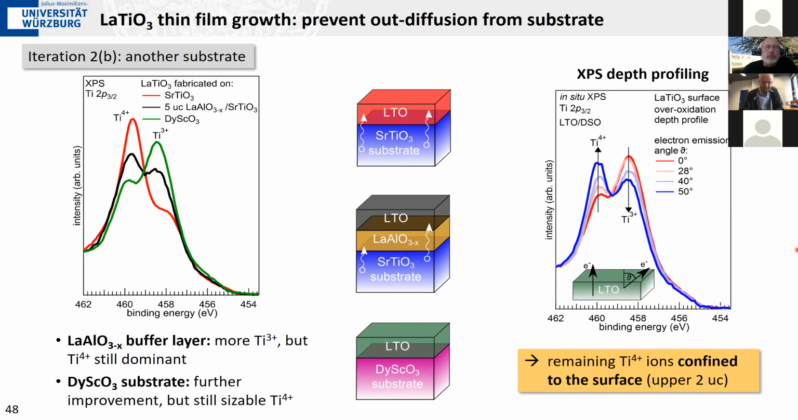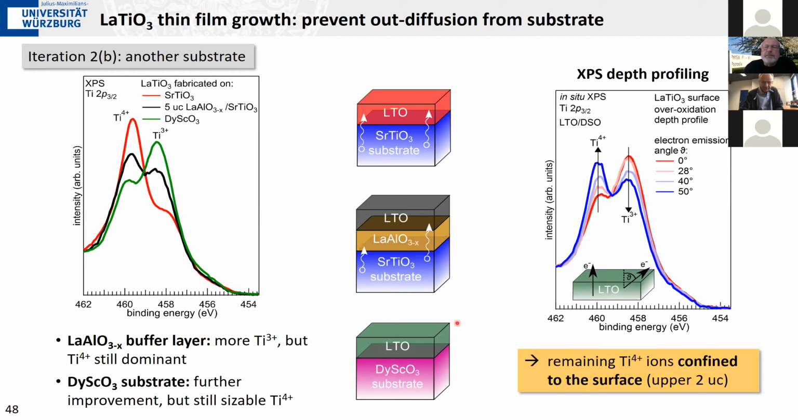The question is, where do these d1 electrons sit, or where do these extra electrons sit in our LaTiO film? Because maybe they do not come from the DSO at all. Maybe they come from the vacuum, because as I told you yesterday, the vacuum is never perfect. There's always a certain residual amount of oxygen in our vacuum chamber.